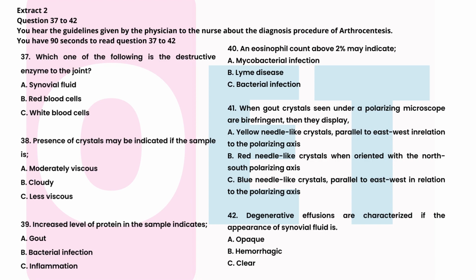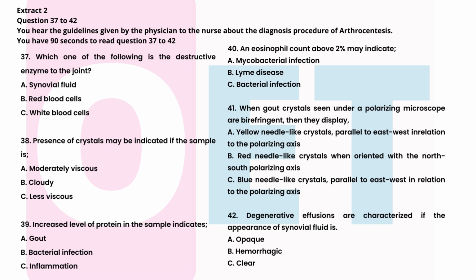This will help differentiate the most common causes of effusions: inflammatory effusions, septic effusions, hemorrhagic effusions, and non-inflammatory effusions. Septic effusions may be due to fungus, TB, or bacteria. Septic effusions are characterized by physical appearance. Joint fluid will be opaque.